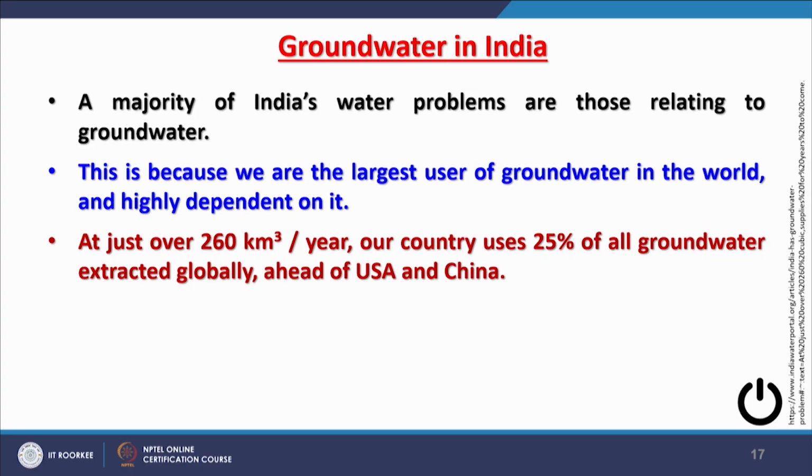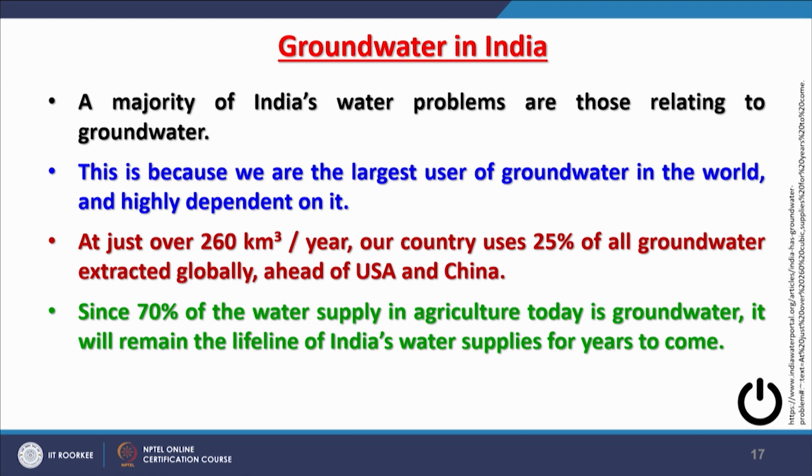This is because we are the largest user of groundwater in the world and highly dependent on it. That is why we face more problems. Just over 260 cubic kilometer per year, our country uses 25% of groundwater extracted globally, ahead of many countries like the USA and China. And finally, since 70% of the water supply in agriculture today is groundwater, it will remain the lifeline of India's water supplies for years to come.